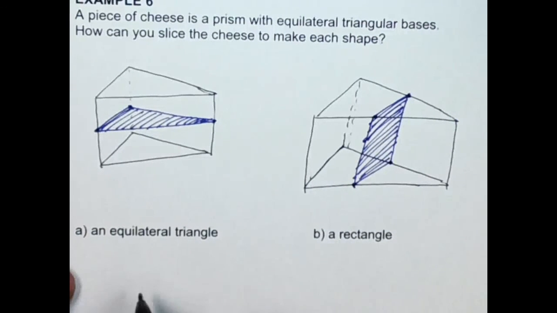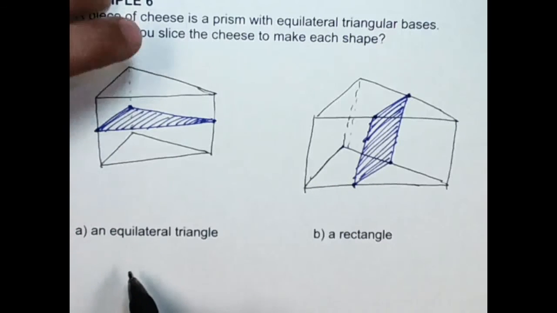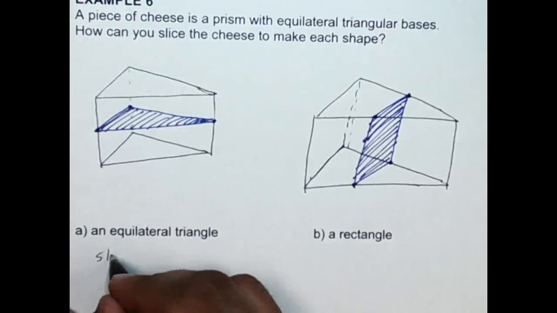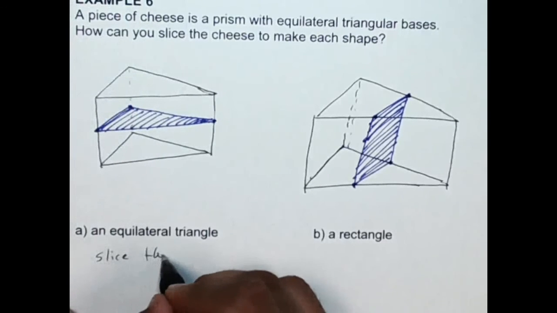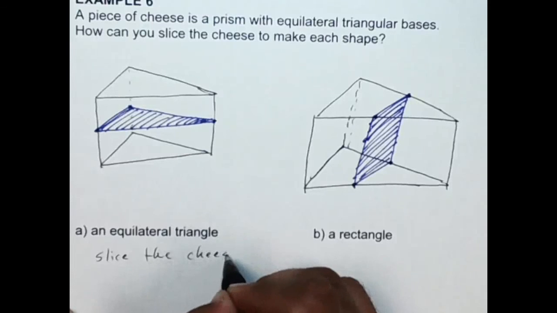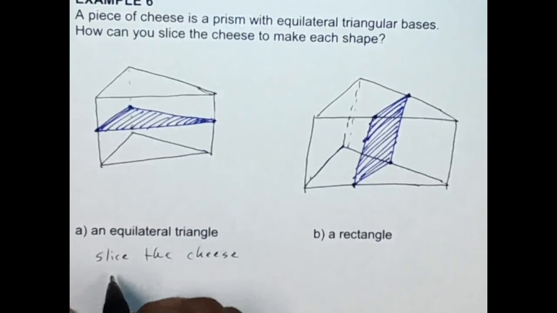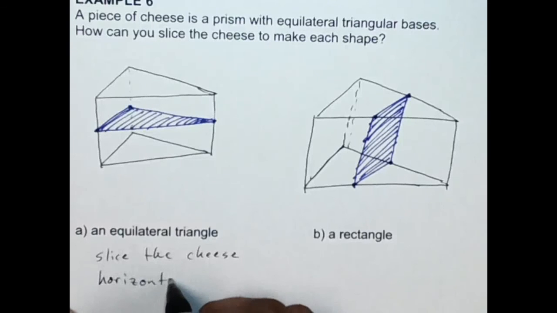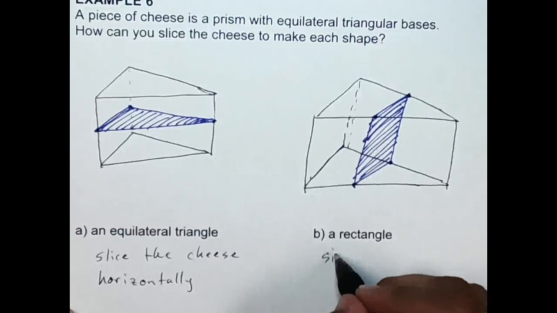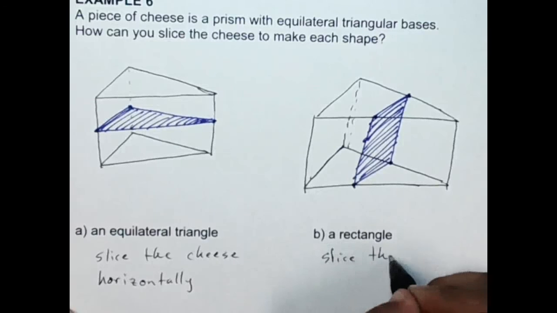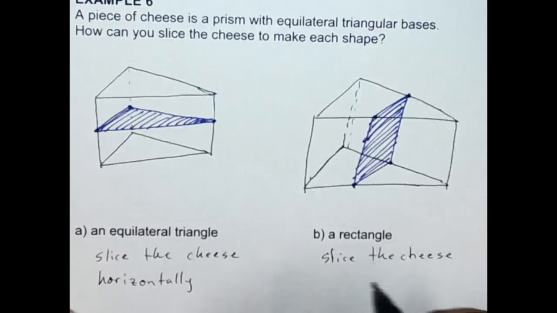Okay. So to answer question 6A, I would slice the cheese horizontally. And to make it a rectangle, I would slice vertically.